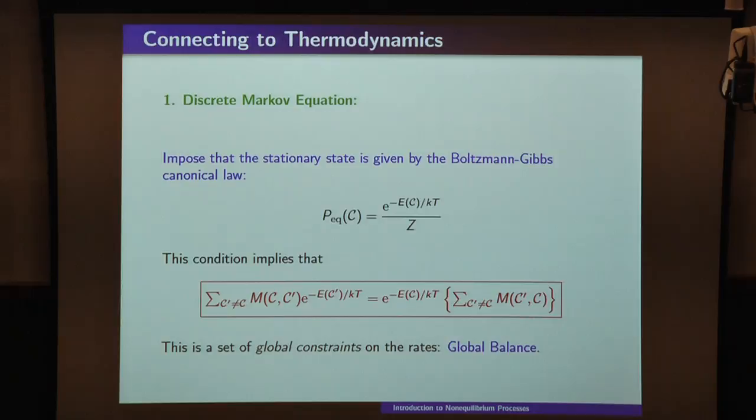But the Markov matrix is n by n, so there are n squared rates a priori. So this is just a very light constraint on the Markov operator. This constraint is called global balance. Okay. Just the matching with thermodynamics.